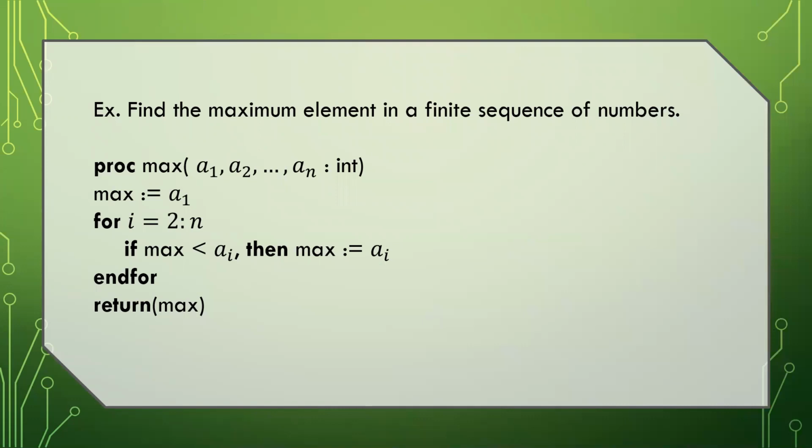So the first thing I do if I'm looking for the maximum is I assume the first element is the maximum. Then I'm going to walk down the list. If I find something larger than the current item I've identified as the maximum, assign the maximum variable to that element. Then return the maximum at the end of that sequence.